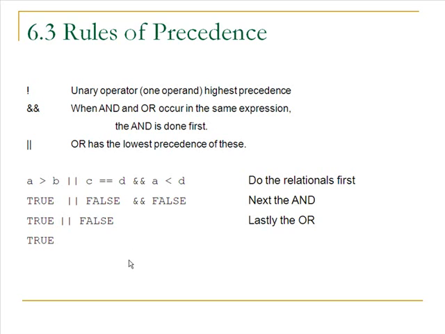The unary operator not, unary meaning that the not operator has only one operand and it's on its right, has the highest precedence. So the unary operators in C have higher precedence than binary operators. The unary not has a higher precedence than the relationals. So that makes the rules of precedence just a little bit more complicated. You do the not, then the relationals, then the and, then the or.